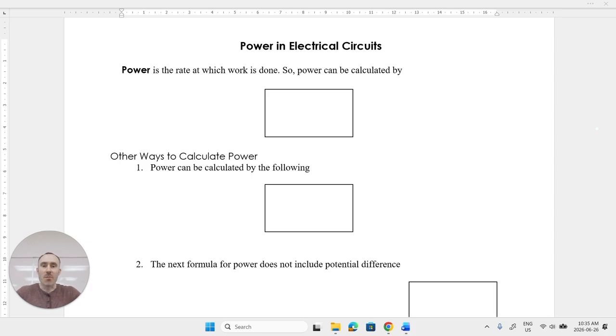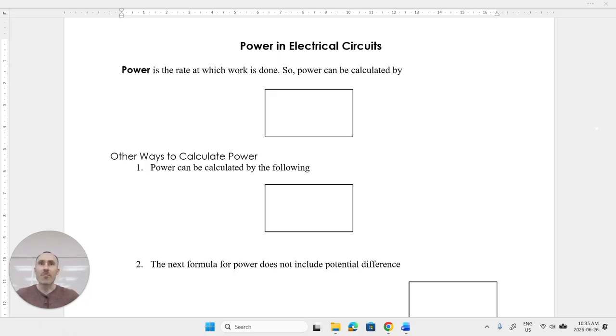Today we're going to talk about power in electrical circuits. Power is defined as the rate at which work is done, but I find that definition not very helpful for the imagination, so I would rather think of it as the rate at which energy is transformed from one kind to another. Because remember, work is just how much energy has been changed from one kind to another, right? Change in energy, that's how we've defined it before.